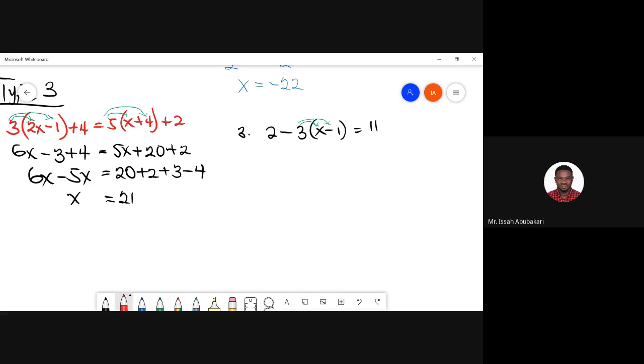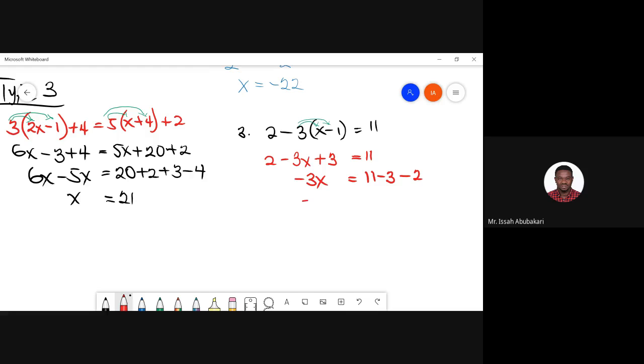All right, now let's try to solve it. We have 2 and expand the bracket. Minus 3 times x is what? Minus 3x. Minus 3 times minus 1 is what? Negative times negative, you've forgotten. Positive. So we have positive 3. And it's equal to what? 11. All right. So we have only one variable with a number. So let's maintain that. Minus 3x should be equal to 11 minus 3 minus 2.